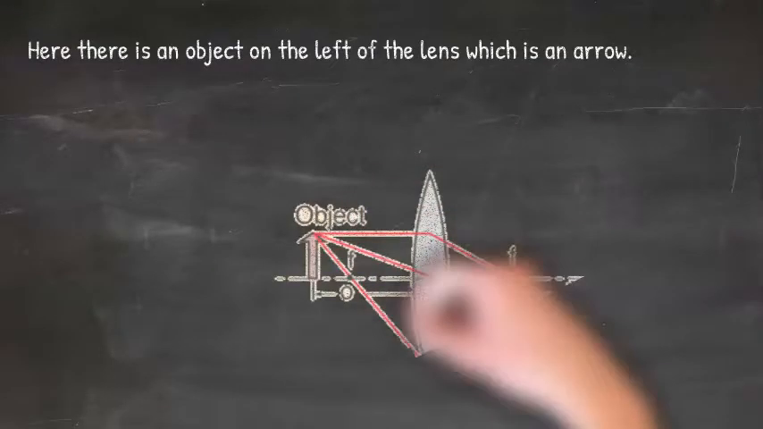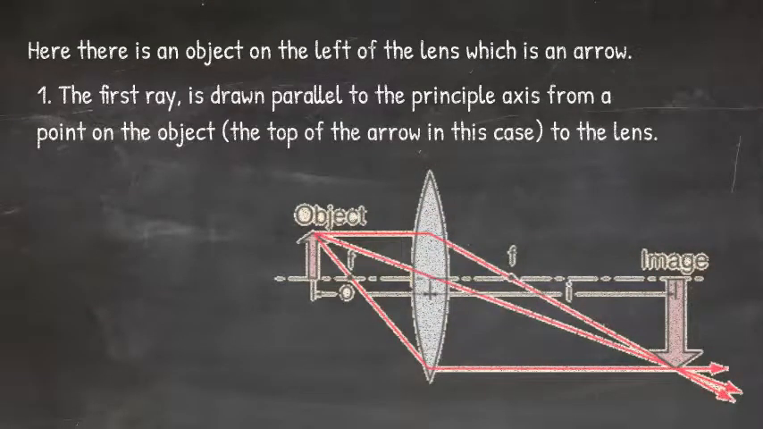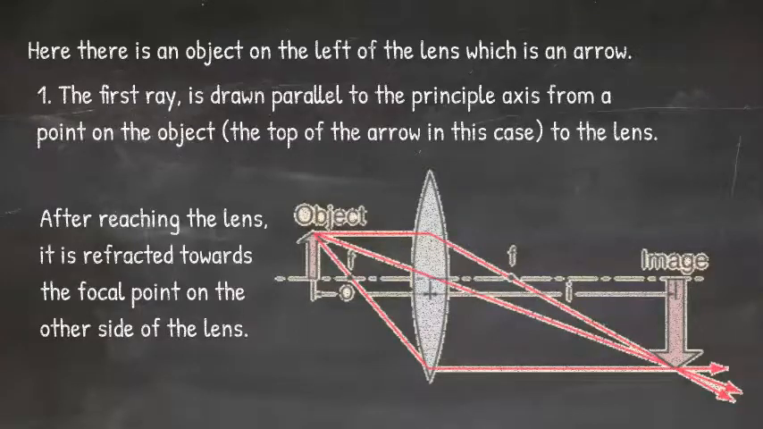Here, there is an object on the left of the lens which is an arrow. The first ray is drawn parallel to the principal axis from a point on the object, the top of the arrow in this case, to the lens. After reaching the lens, it is refracted towards the focal point on the other side of the lens.